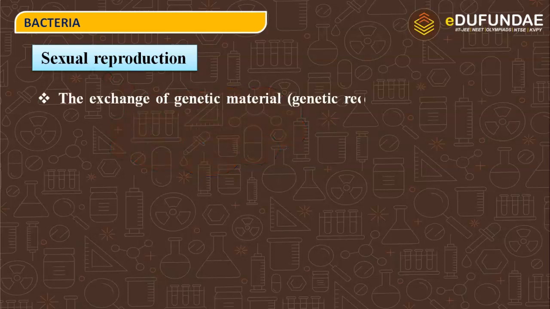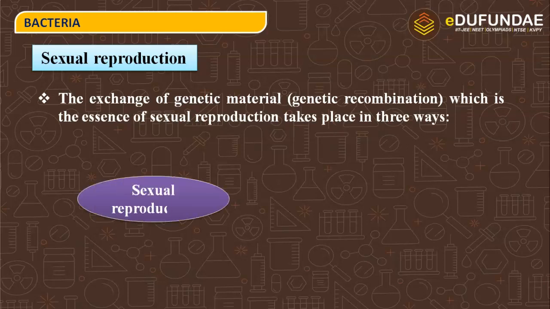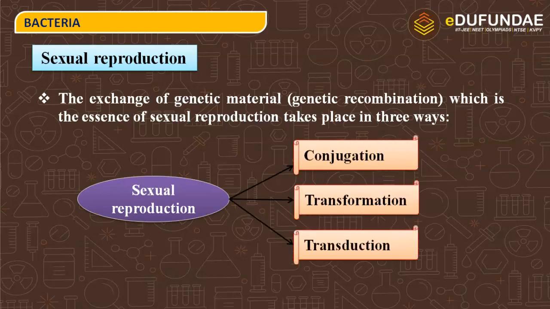The exchange of genetic material, that is genetic recombination, which is the essence of sexual reproduction, takes place in three ways: conjugation, transformation as well as transduction. So these are the three ways of the sexual reproduction in case of bacteria, which is not actually the true sexual reproduction. It is only the exchange of genetic material, that is through conjugation, transformation and transduction.